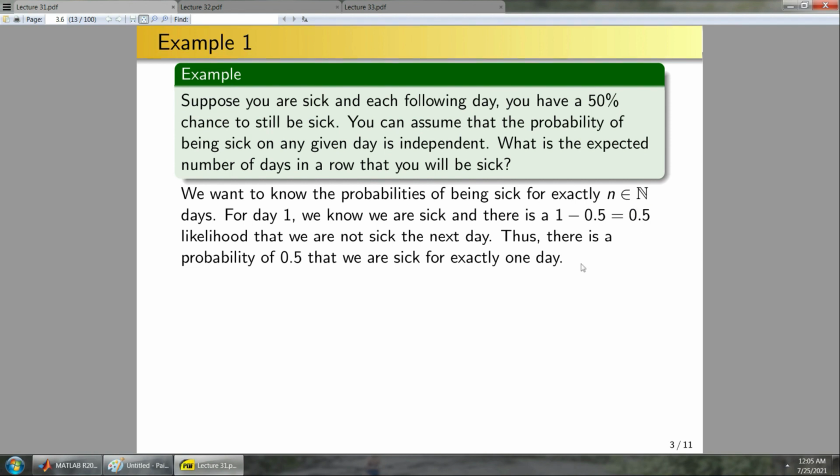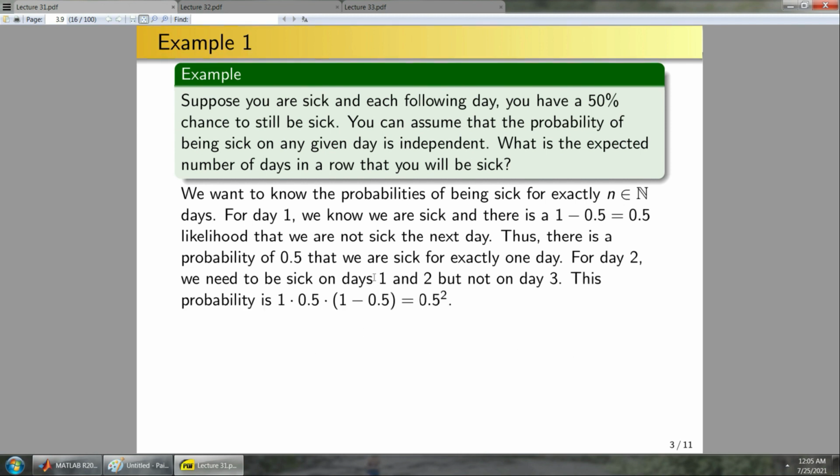Okay? Now let's compute the probability that we're sick for exactly 2 days. Well, we're going to need to be sick on days 1 and 2, but not on day 3. So again, we're assuming these are independent events for this problem. So this is simply going to be 1, the probability of being sick on day 1, times 0.5, the probability of being sick on day 2, times 1 minus 0.5, which is the probability of not being sick on day 3. So if I combine all these together, I get 0.5 squared.